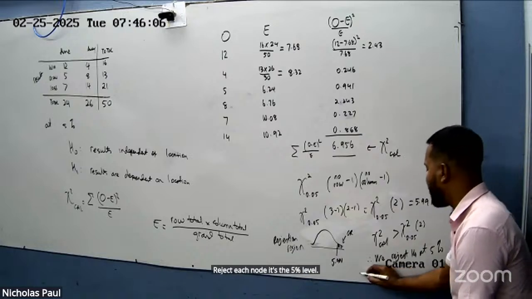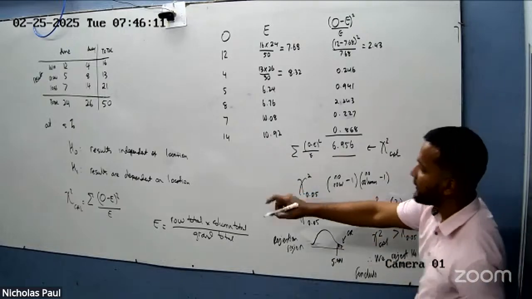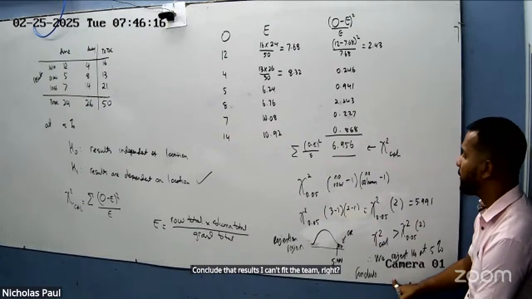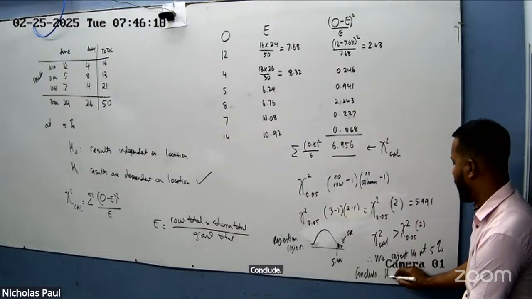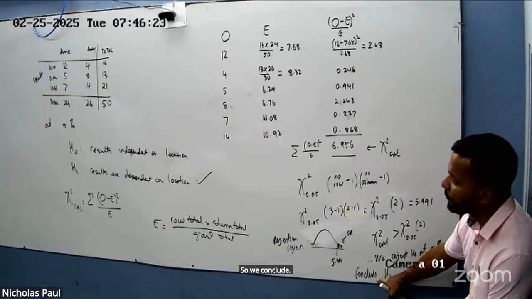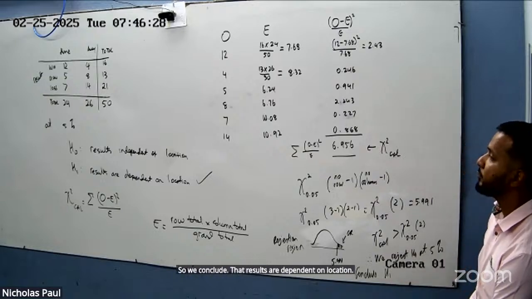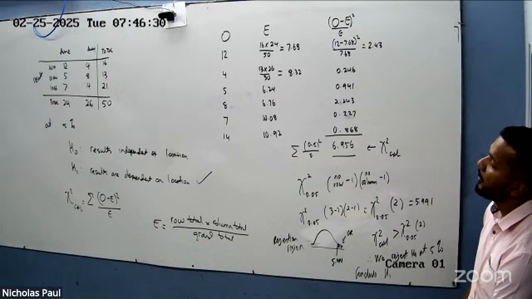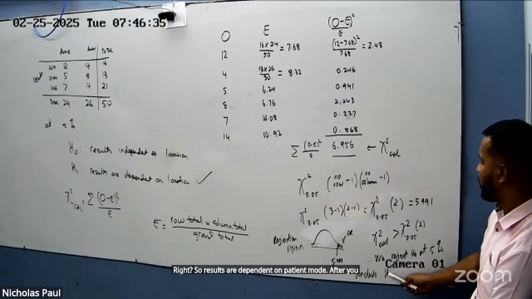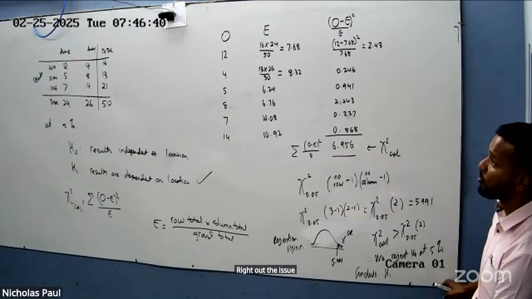And we conclude H1. So we conclude that results are dependent on location. So after you show this, you just write conclude H1. Write out H1. My space has kind of run out.